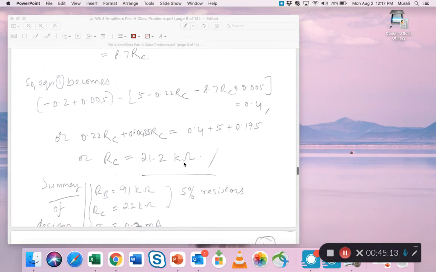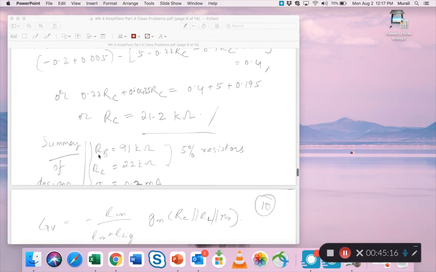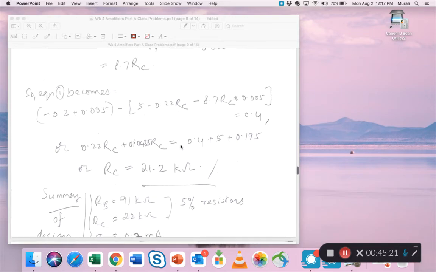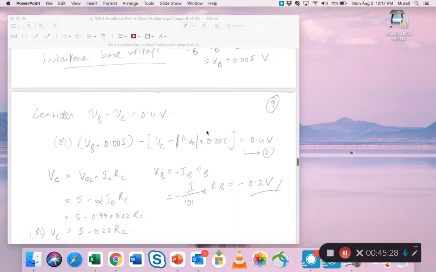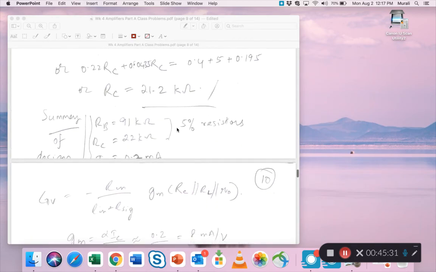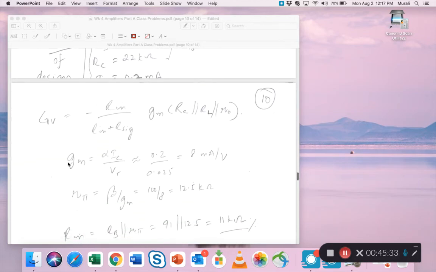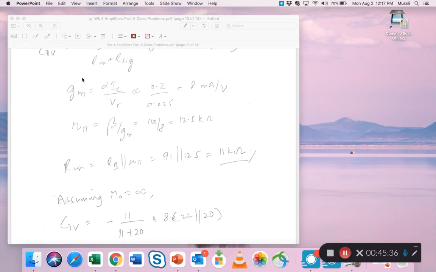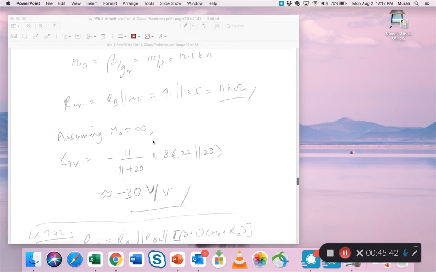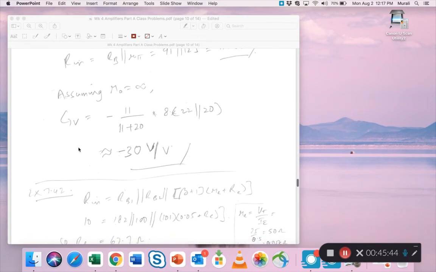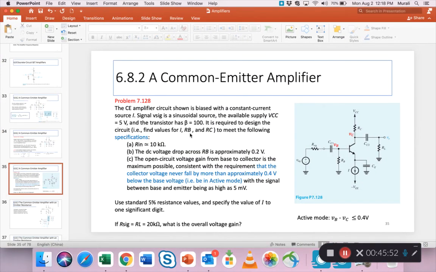So plugging this into equation 1, you can derive RC. So summary of what we have found: RB is 91, RC is 22, and I, which we just found, is 0.22 milliamps. So overall gain is this, and then the other parameters are here. Assume Ro equals infinity. You can get Gv as minus 30 volts per volt. Okay, so that is this problem.